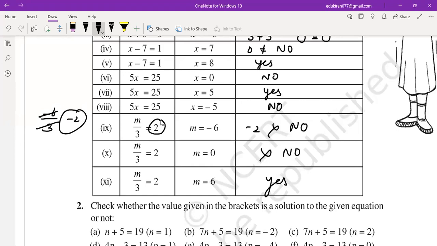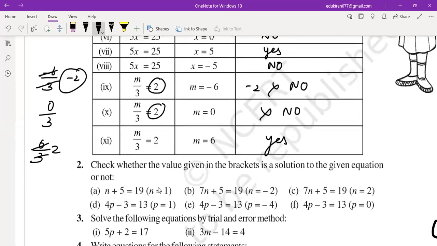But they ask you that it will be 2. So, the answer is no. For the next one, you have to put 0 by 3. So, when you solve it, you will get 0. But here, it is 2. So, this is also no. In this case, it is 6 by 3. So when you divide it, you will get 2. So then the answer is yes. Clear? Okay, ma'am, got it.